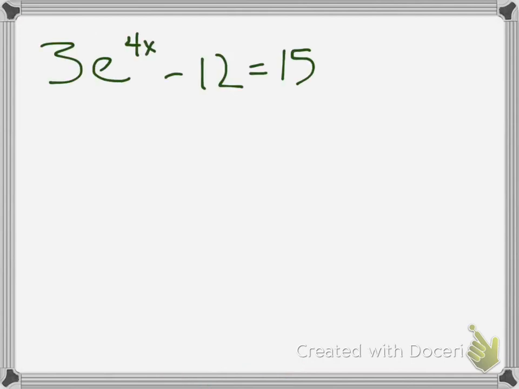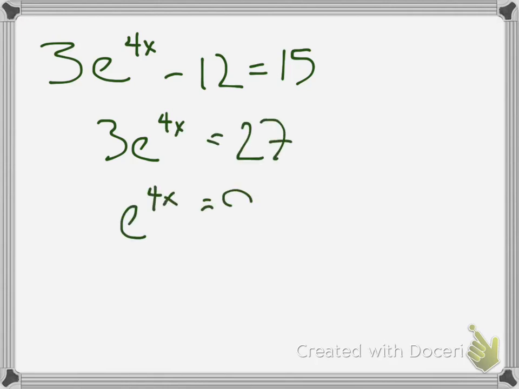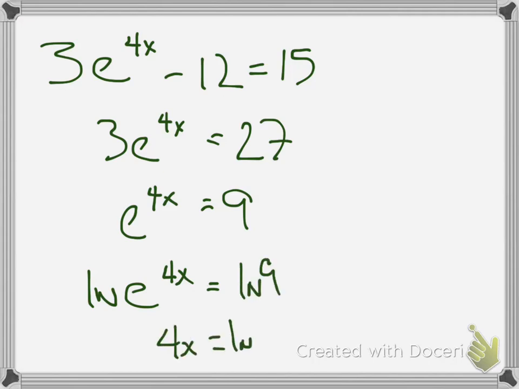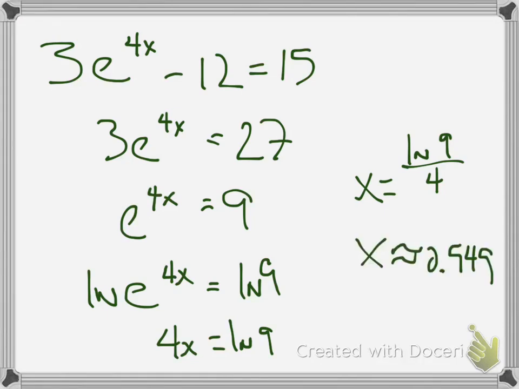So here's another example. Maybe pause me and see if you can figure this one out on your own. Watch the steps. I'm going to let it play. So you can see that I will add 12, divide by 3, then I can take the natural log and get rid of the e in the natural log and be left with 4x. Find out what the natural log of 9 is and divide it by 4, and I will have my final answer. Your final answer should be approximately x is equal to 0.549. Something like that.